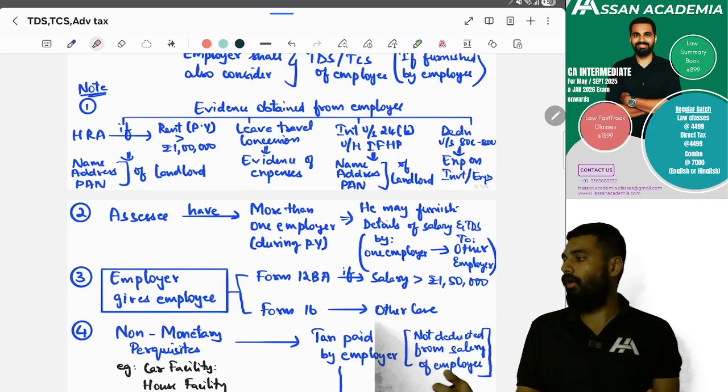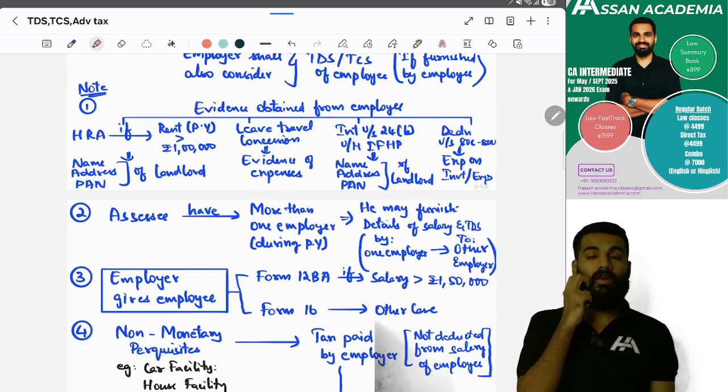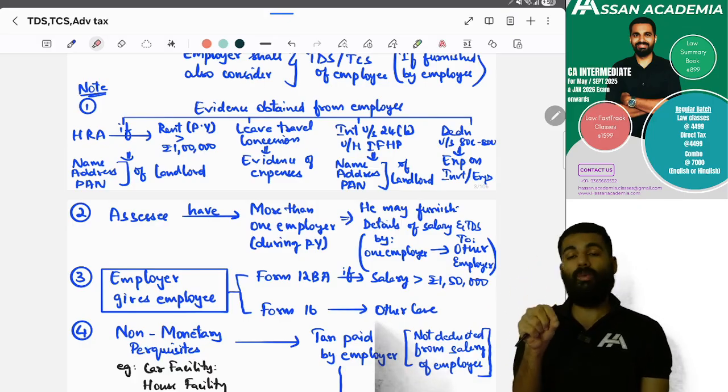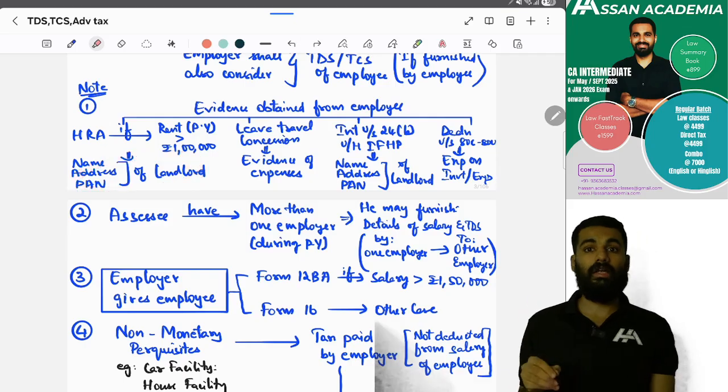The employee should give the employer a few details. What are they? One, HRA. If the employee is getting house rent allowance, then what is the rent paid, what is the amount in the previous year? Is it more than 1 lakh rupees? Yes. Then the name, address, and PAN should be mentioned.